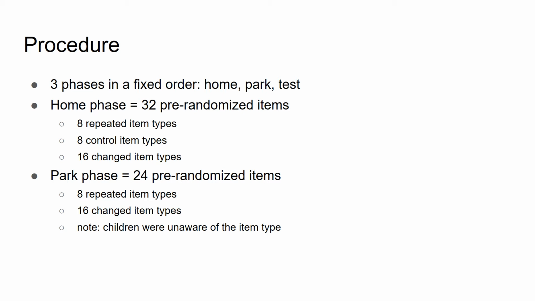During the home phase, participants viewed 32 pre-randomized items: 8 repeated item types, 8 controlled item types, and 16 changed item types. During the park phase, participants viewed 24 pre-randomized items, 8 repeated item types, and 16 changed item types. Note that children were unaware of which item type they were viewing.